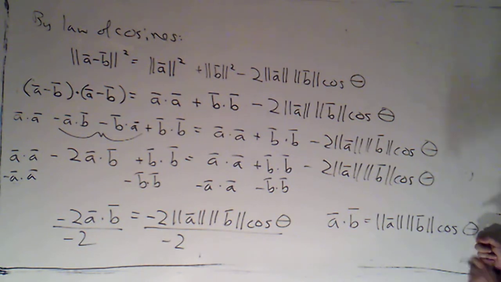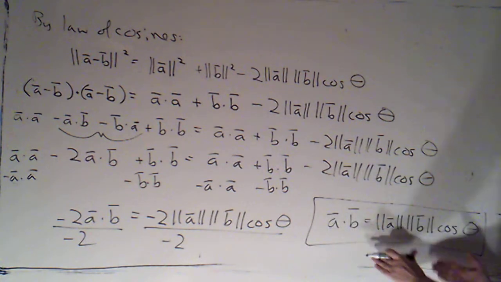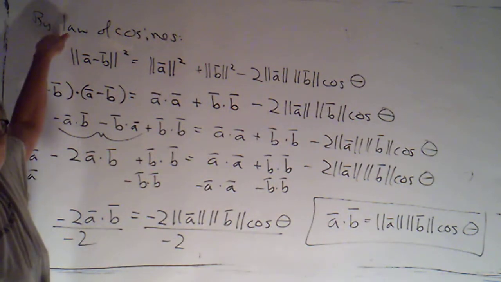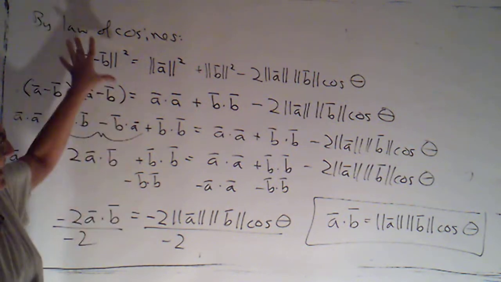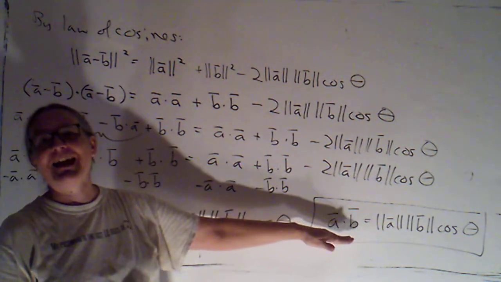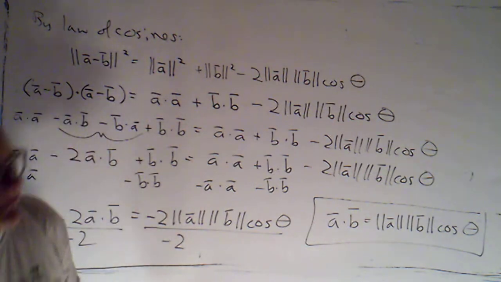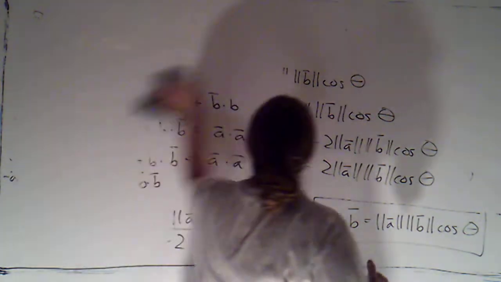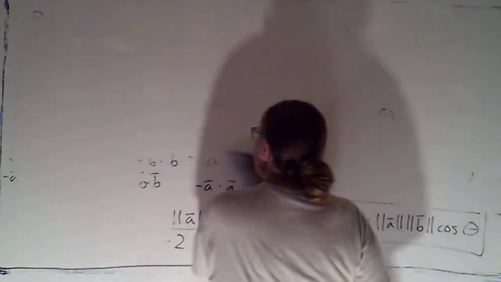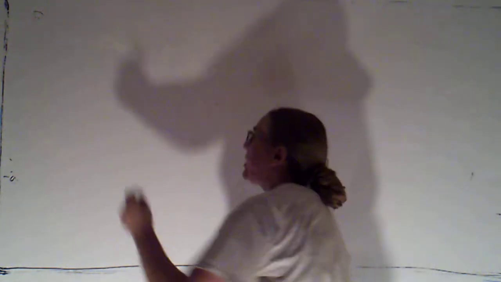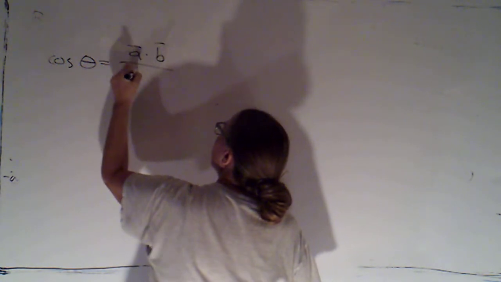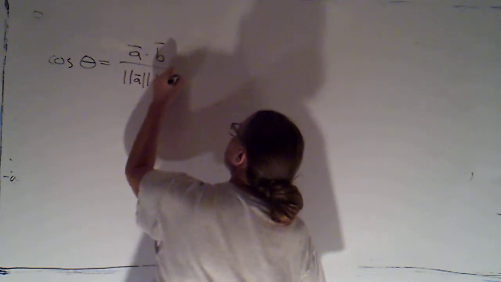Kind of cool. So for this third case, I didn't start with this result and try to prove that it was true. I started with something that I knew was true, which was the law of cosines, and just manipulated that equation until I arrived at this result. All right. One thing that's kind of neat, if I look at this formula, I can rearrange it to solve for cosine of theta. So cosine of theta is A dotted with B over the magnitude of A times the magnitude of B.